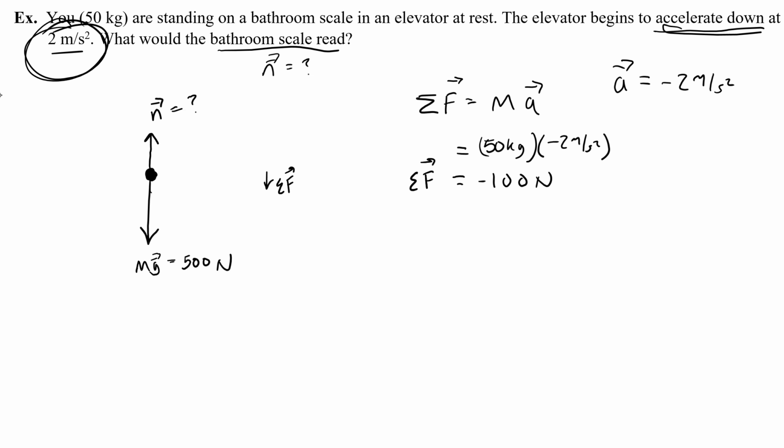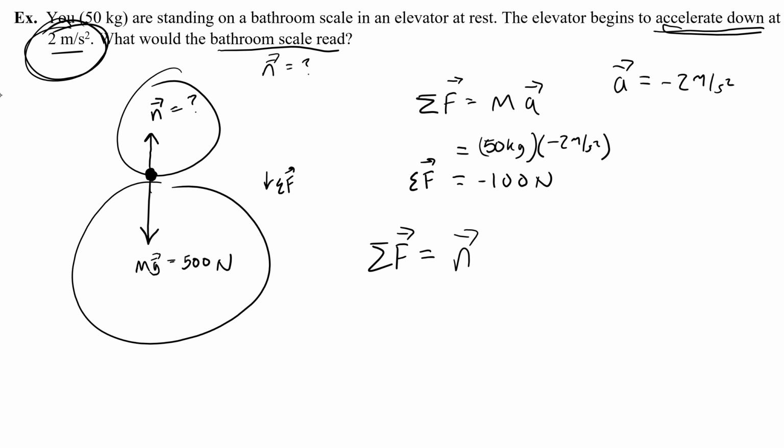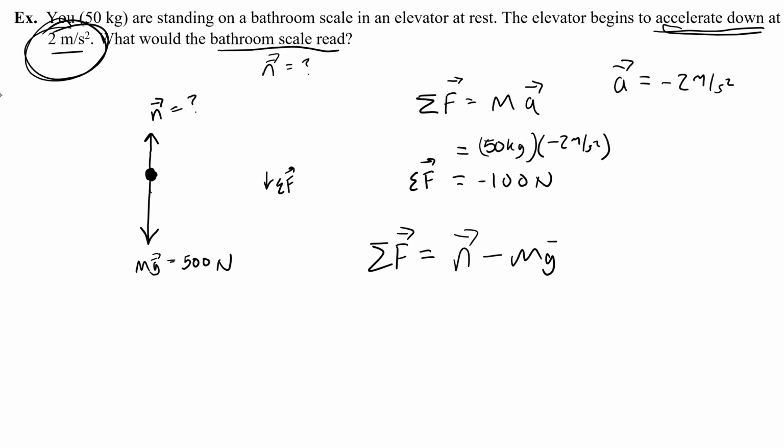Okay, so if I already have 500 going down and I need -100 to go down, what would the normal force be? So here's where I think, all right, the net force is equal to N is up, so normal force is positive. mg is down, so minus mg because it's down, so negative. Well, I know the net force is -100 newtons. The normal force is what I want to find, and the weight is 500 newtons.